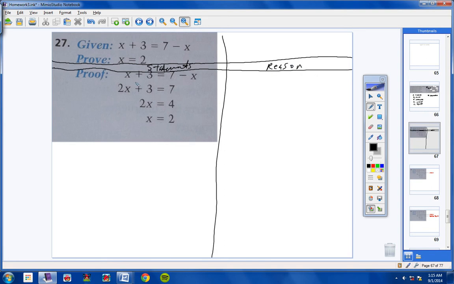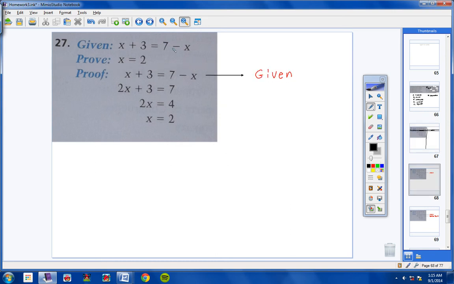Here's the first thing they wrote. X plus 3 equals 7 minus X. Well, that's your given up here, okay? That's your given. So this right here, the reason you can write that is because it's given. That is your given right up here, okay?